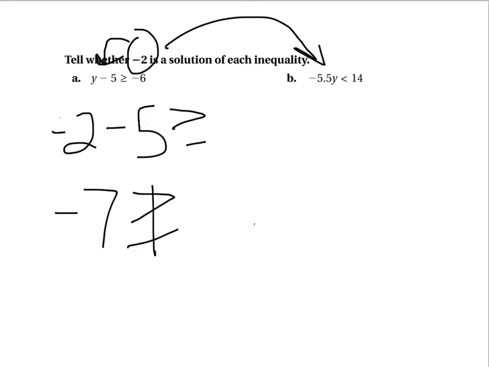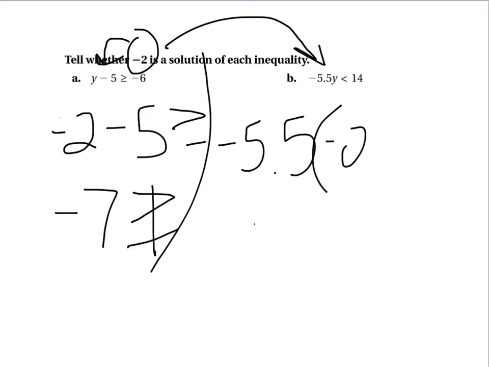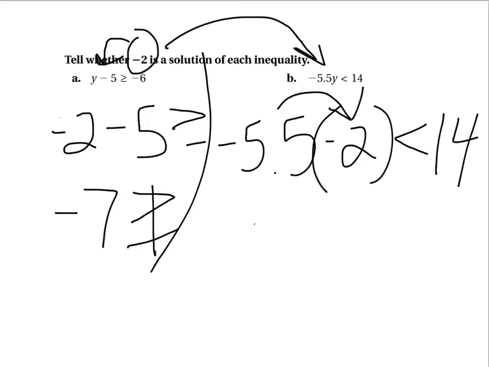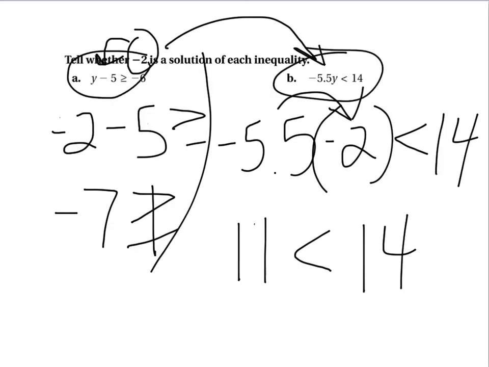When we look at B, it says -5.5 times y is less than 14. Well, again, let's plug it in. -5.5, I'm going to multiply by -2, and that is supposed to be less than 14. -5.5 times -2 is going to give me a positive 11, and that is definitely less than 14. So that is a solution. So B is a solution, A is not a solution.